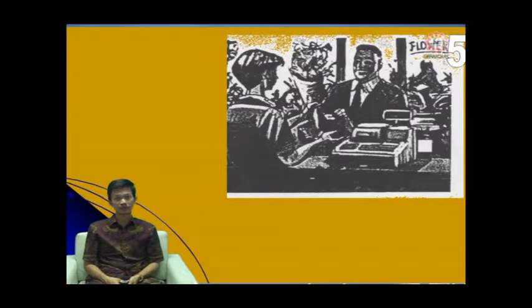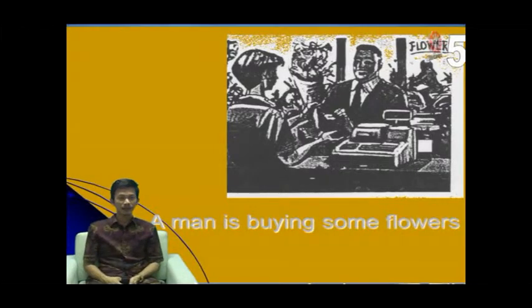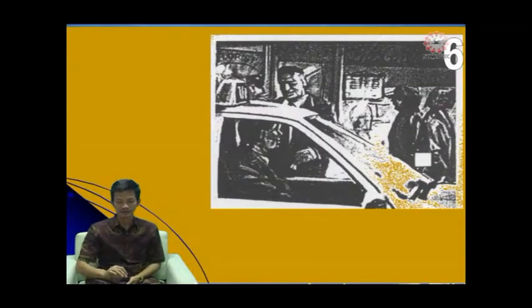Now, let's check picture number 5. Okay. What can you find? Any English words that you know in the picture? A man, a woman, a bouquet of flowers, florist. Okay. So create a simple sentence to explain the picture and put again a man as the subject. Well, a man is buying some flowers. This is a very clear sentence to describe the picture.